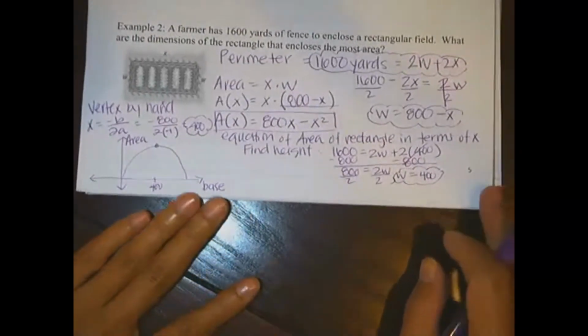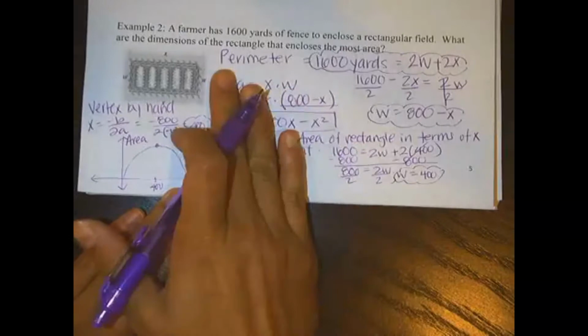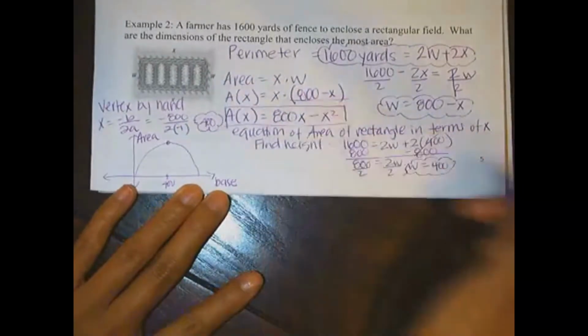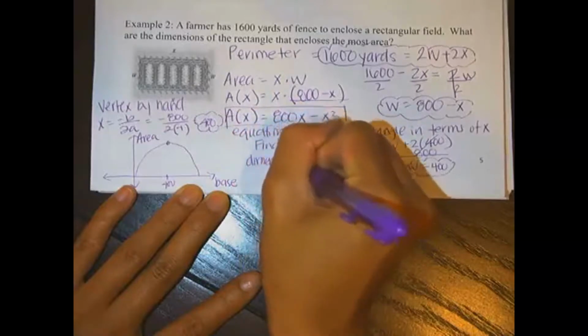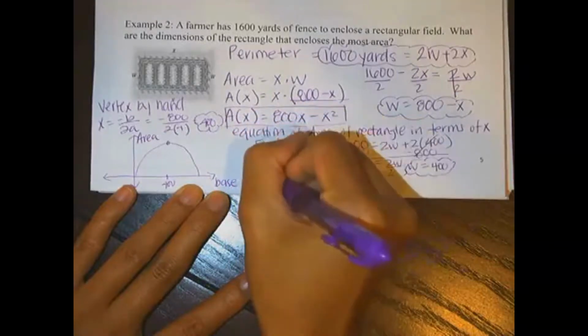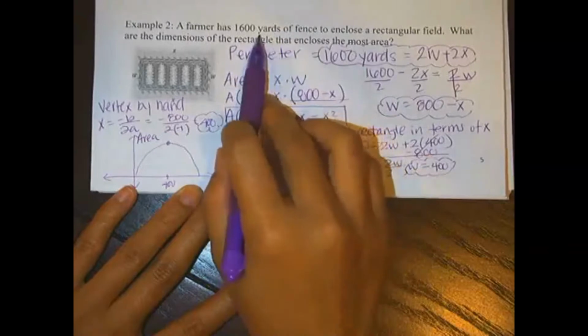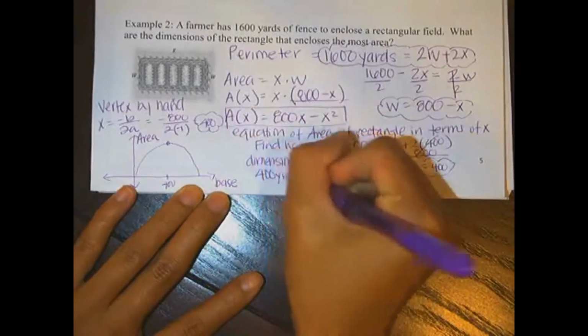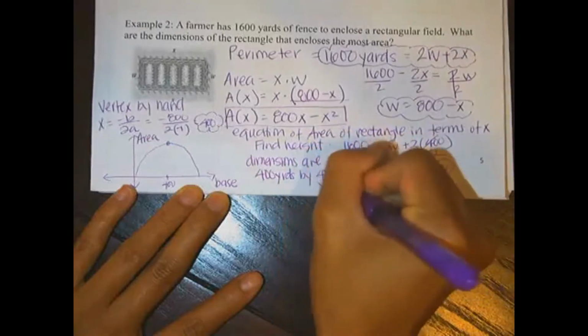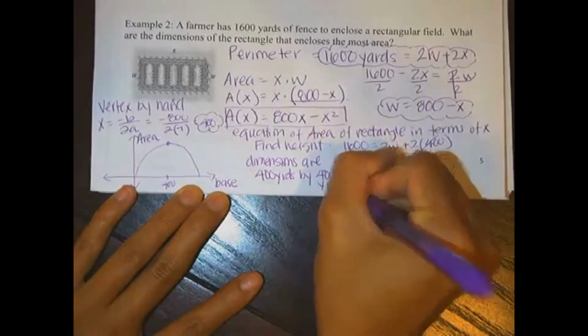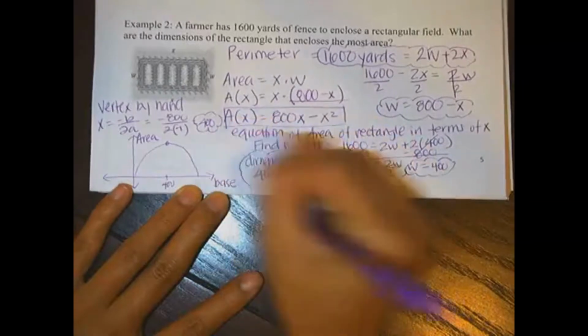Okay, and a square is also a rectangle, so we have to now write the answer. Dimensions are 400. You need to give me the unit of measurement, so 400 yards by 400 yards. So this is my final answer right here.